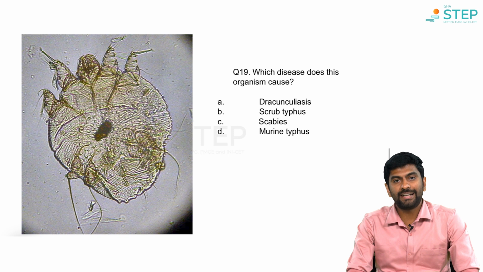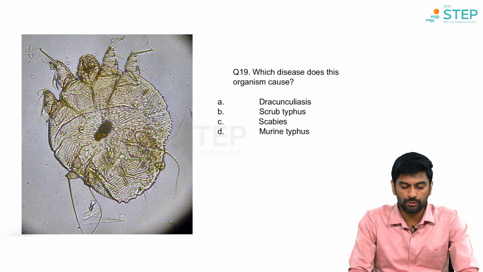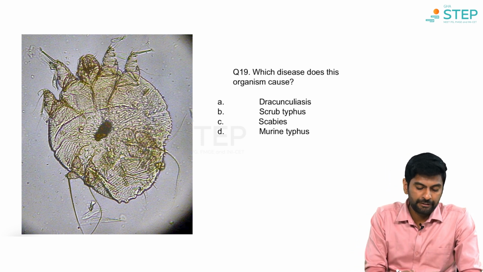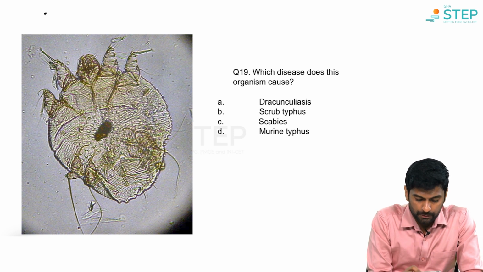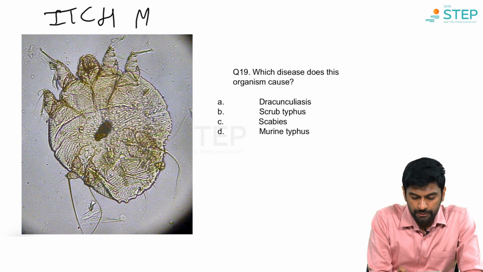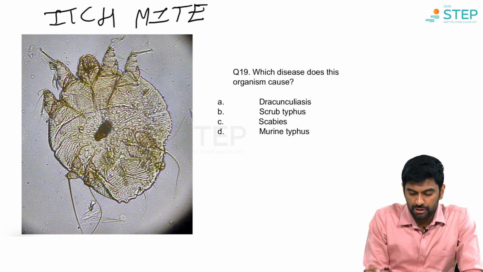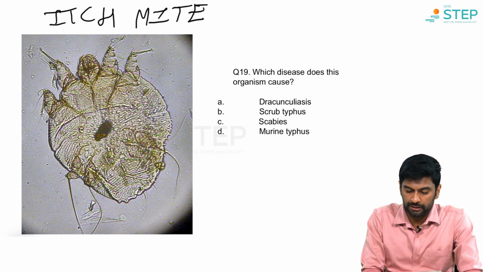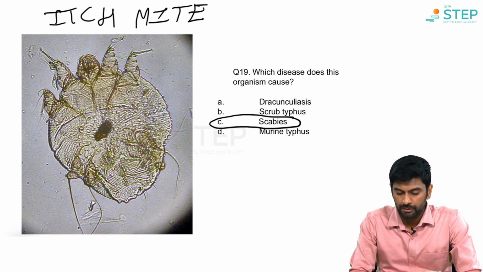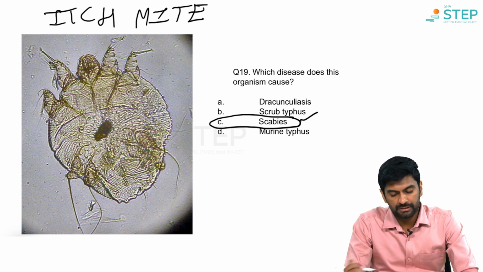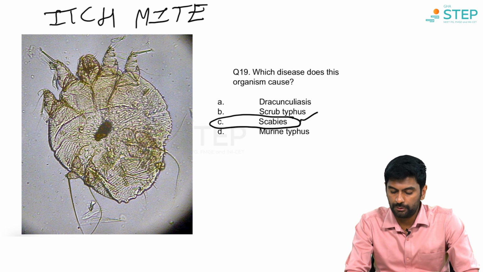Next, question 19 is, which disease does this organism cause? First, we identify it. Alright, so this is going to be a mite, specifically the itch mite. The itch mite is going to be causing scabies. So, we have the correct answer here. Scabies is the correct answer which this organism is going to cause.